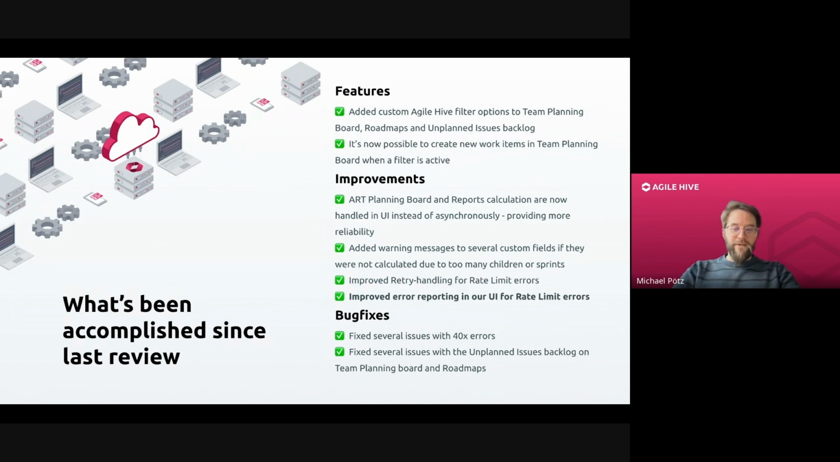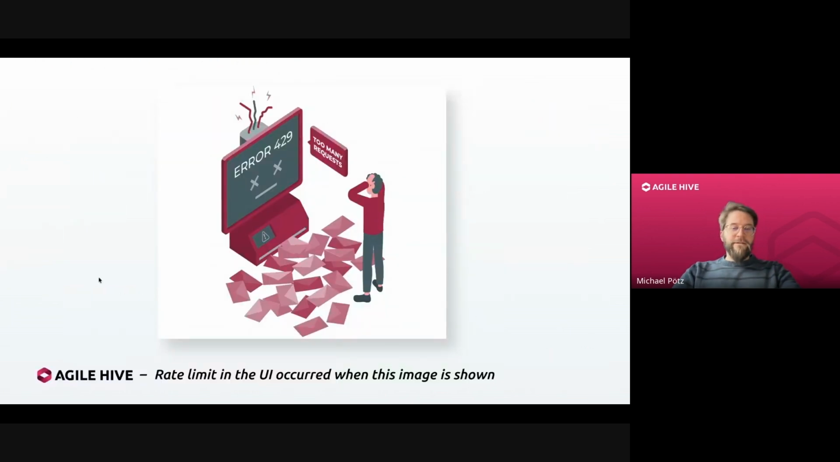As well as improved reporting for rate limits in our UI. I also have a little picture here that you might encounter once one of the UI functions, for example, the Agile Hive navigation on the left part of your screen, ran into a rate limit error. Now this message or this image will be shown, giving you the reason why you can't see the data right now, especially the rate limit error 429.